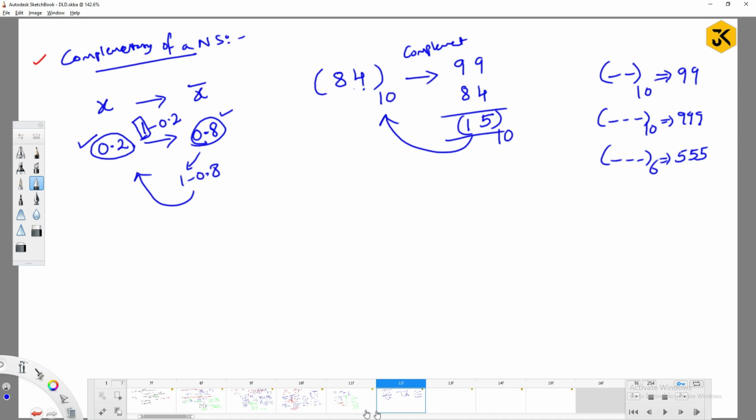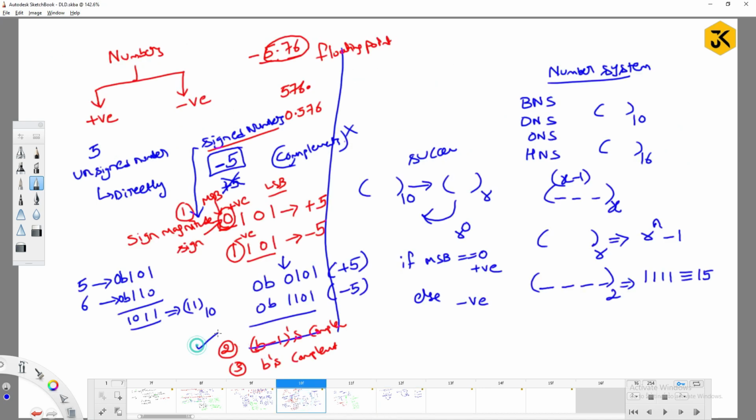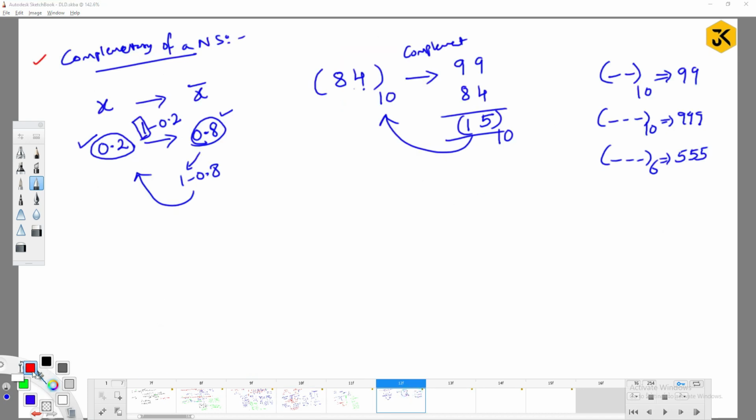Here I have used two terminologies. One is b minus 1's complement, another one is b's complement, meaning that you can represent any number in the system in two formats. One is b minus 1's complement format, another one is b's complement format. So if you are going to perform it in the form of b minus 1's complement, you have to subtract it from b power n minus 1 minus x. Is it correct?